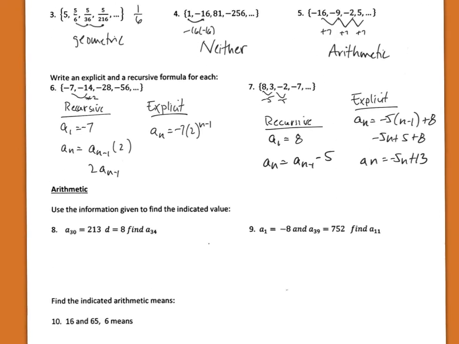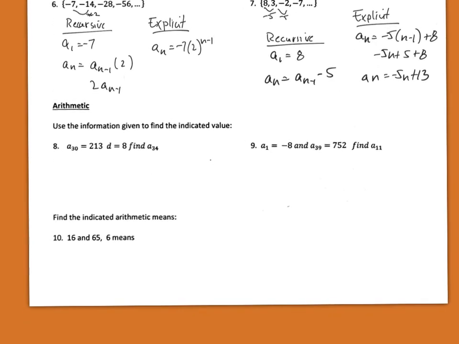Now, if you notice, I've put arithmetic here. So all of these questions are arithmetic. It's important to know that because now it tells you which formula to use. Don't forget about just basic arithmetic. If we're on term 30 and we're trying to get to term 34, that's not really that far away. All right, here's term 30, 31, 32, 33, 34. It's not that far away.